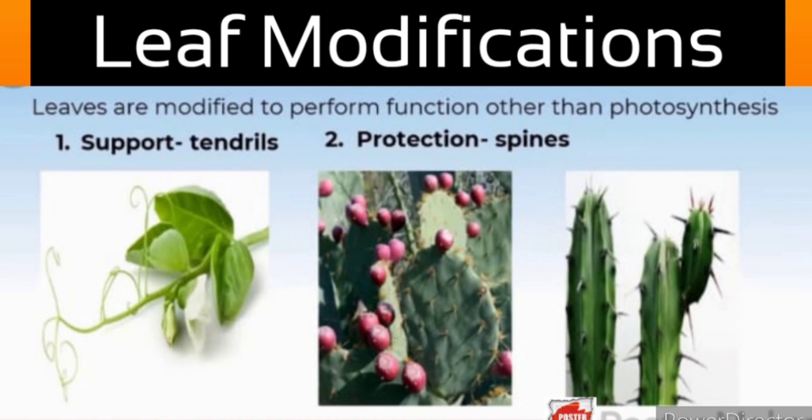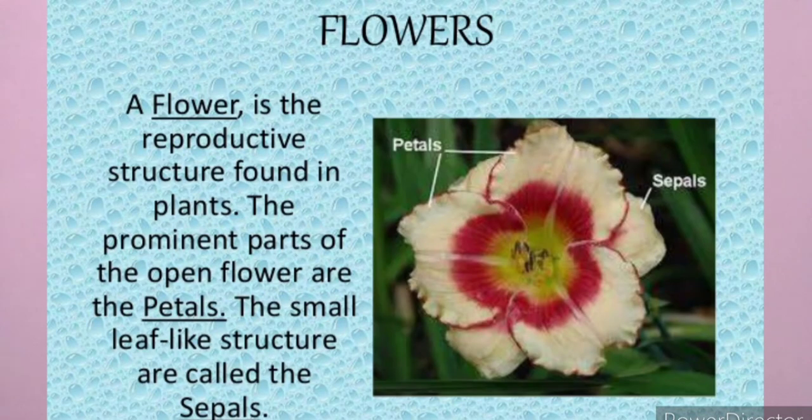So the leaf can be modified in the form of tendrils for the plant to get support, and the leaf can be modified into spines for the protection of the plant. So these are the three important topics which we have seen: the roots and their functions, stems, and the leaves. Now the next topic which we have is the flowers and the fruits.